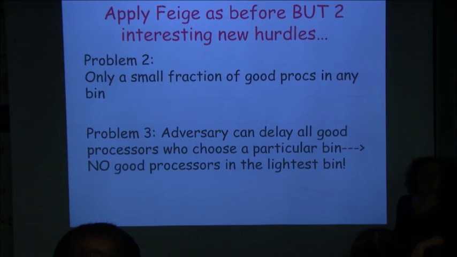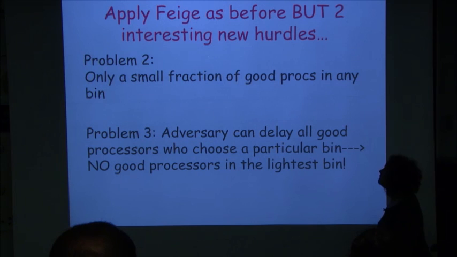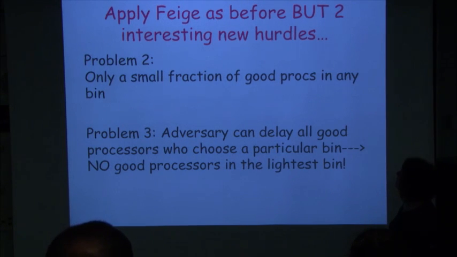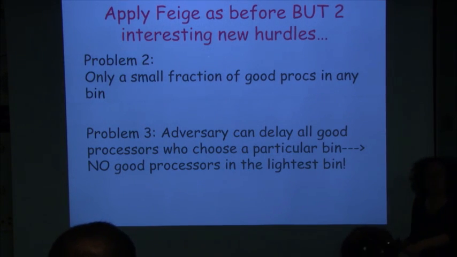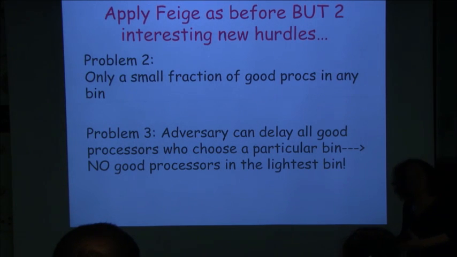There are two things that go wrong with Feige's algorithm when we're implementing it in the asynchronous model. Maybe I'll just describe them, and then I'm going to abandon this so as to whet your curiosity. The first is that you can't wait to hear from everybody. So in fact, you only get bin choices from a small fraction of good processors. Mostly, you're going to hear from bad processors. How bad is that?